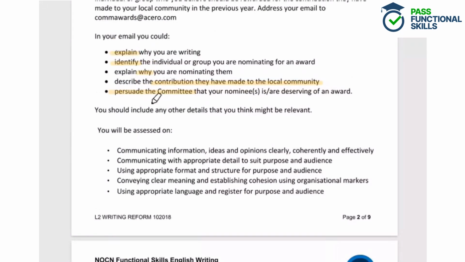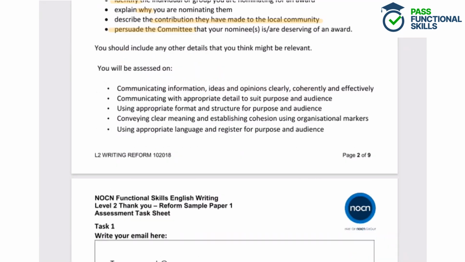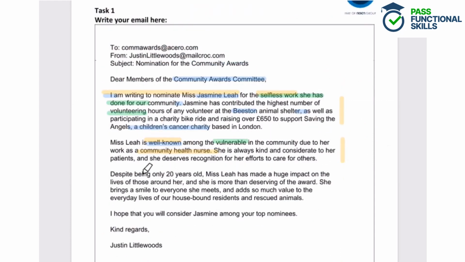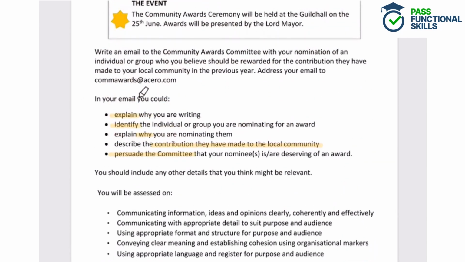Finally, we have some persuasive language that has been used to show that Jasmine is deserving of this award. So we've got a bit of an explanation of this here to try and persuade the reader. And then finally, we have this line, I hope that you will consider her among your top nominees. So all of these details are really relevant to the question. Make sure that you are using the question carefully. You don't have to use every single bullet point in the question because we are told here that we could do these things, not that we should or that we must. But they are a good guide to ensure that our writing is consistently relevant and tied to the topic appropriately.